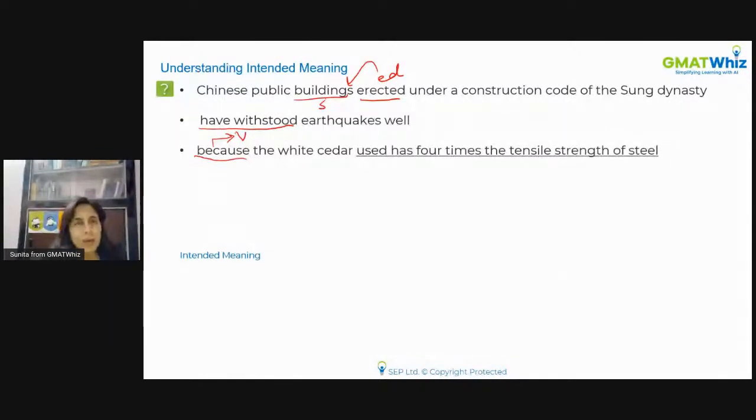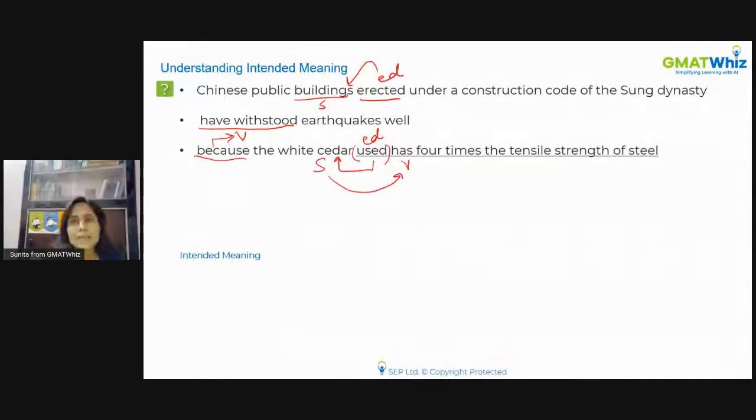The white cedar. Now, if you know that cedar is a wood, good. But even if you don't, just understand that it's something, some material maybe. Because the white cedar used. Now, is used here a verb? Did the cedar use something? No. So here I have another ED verbal, and this is modifying cedar. So the white cedar used, this is an ED verbal, has. So the white cedar has, subject verb agrees, four times the tensile strength of steel.